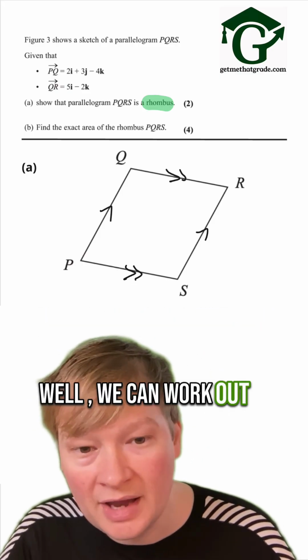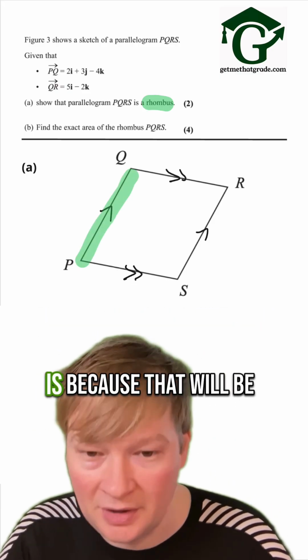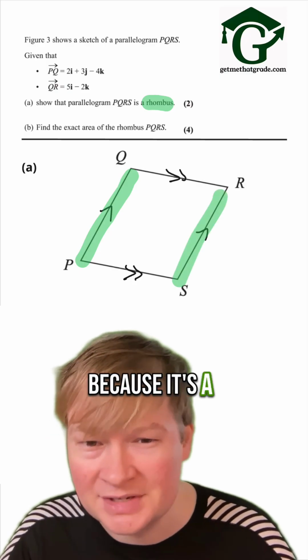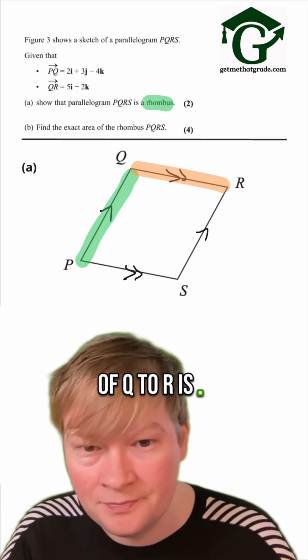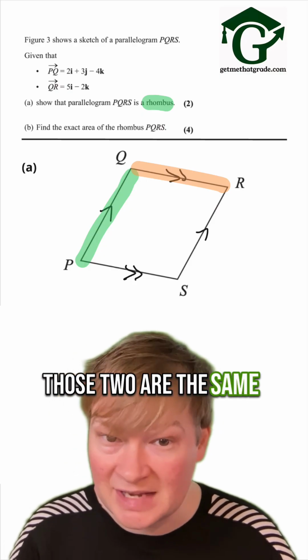Well, we can work out what the length of P to Q is, because that will be the same as S to R because it's a parallelogram. And separately, we can work out what the length of Q to R is. And we can show that those two are the same length.